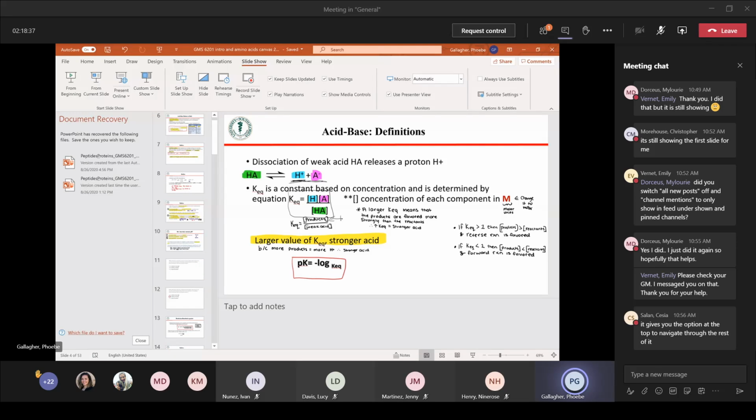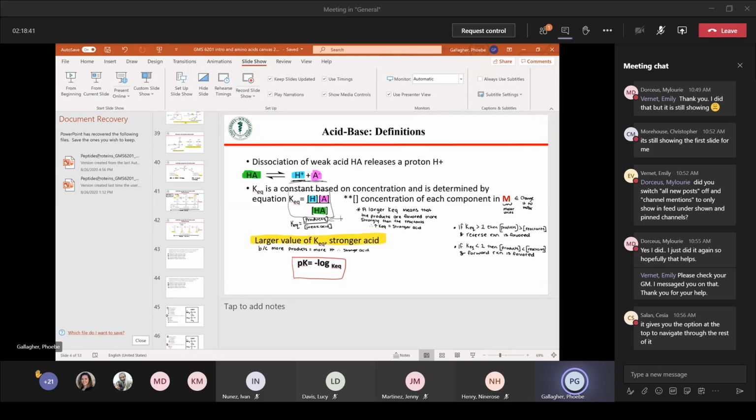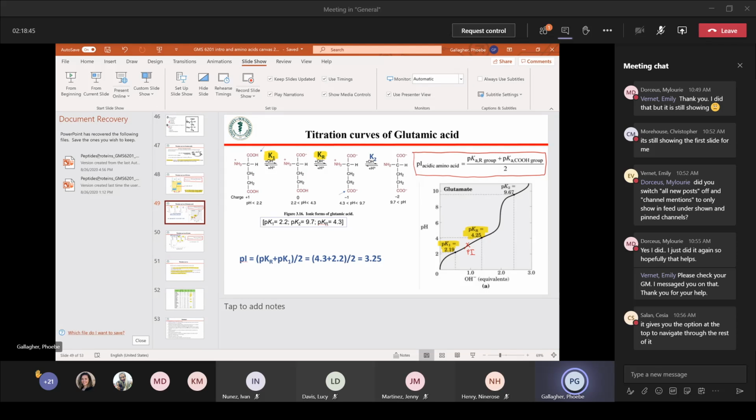Okay, so you wanted to go over titration curves. For example, if she were to use glutamic acid in this example, because it's right here, she would give you these 3 values.